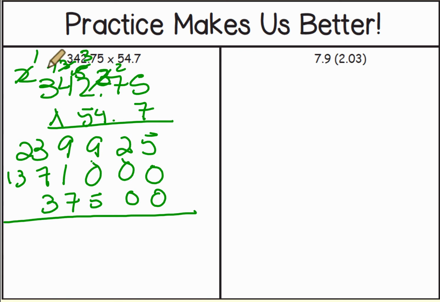And 5 times 4 is 20. 20 and 1 is 21. 5 times 3 is 15. 15 and 2 is 17.